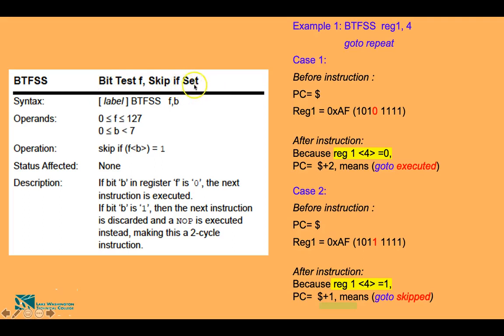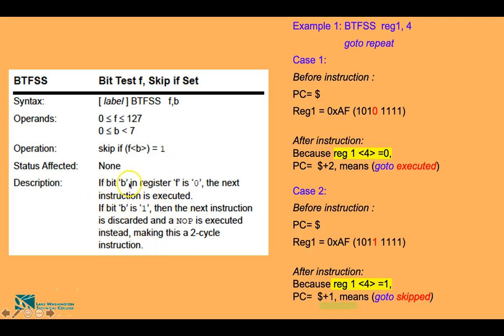So instead of clear, we have here set. This is the syntax: BTFSS F comma B, where B is the bit and F is the file register. If your B bit is set, then what is going to happen? It is going to skip the next instruction, and if the bit is 0, then the next instruction will be executed. And that's what it says here.